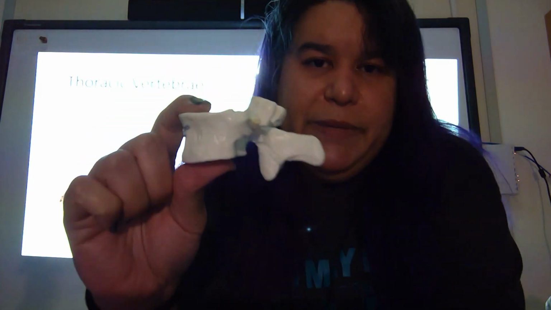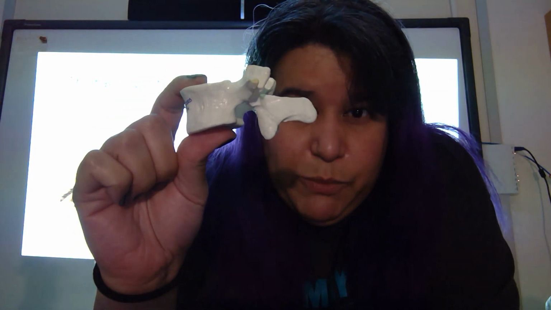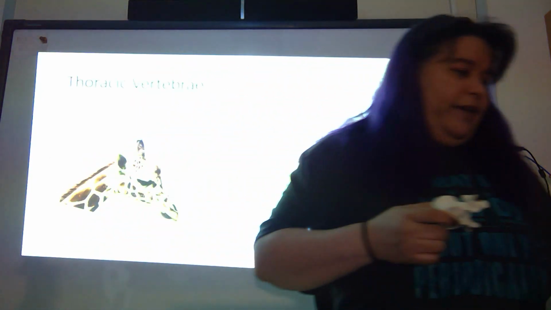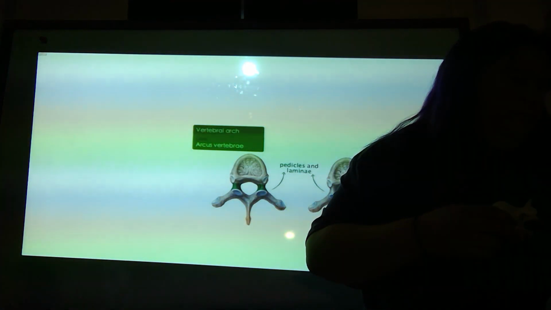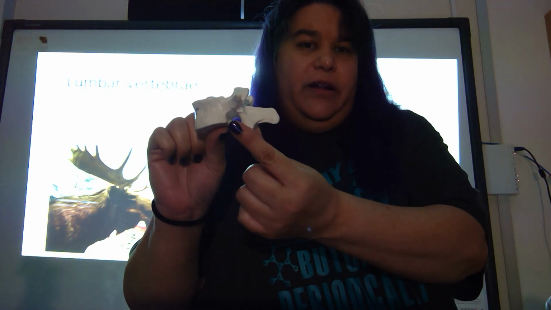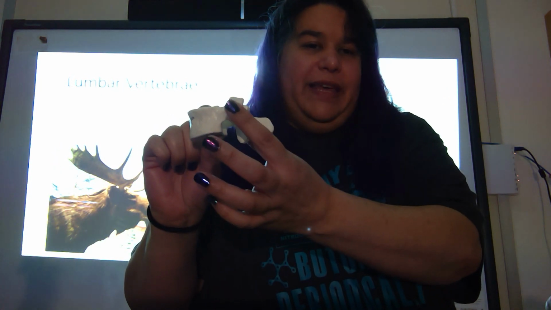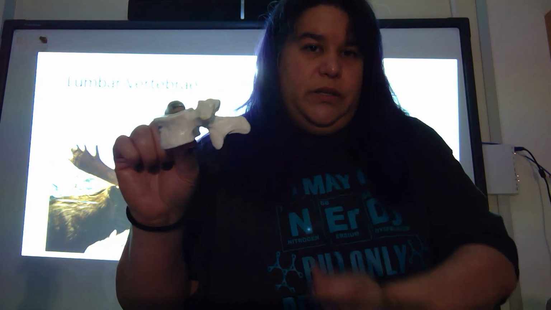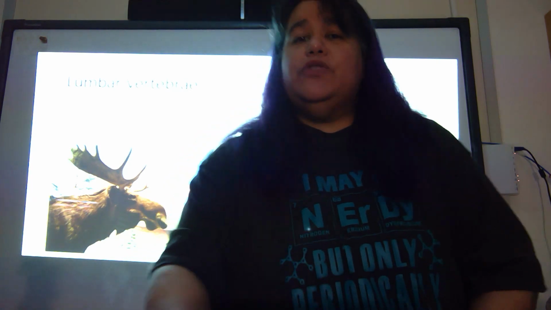Now, if you look at it from the side, do you see a moose? Lumbar vertebra look like a moose from the side. Thoracic look like a giraffe. So, moose head, moose face. You've got the jowls, you've got the nose, you've got the ears, you've got the horns. Okay?